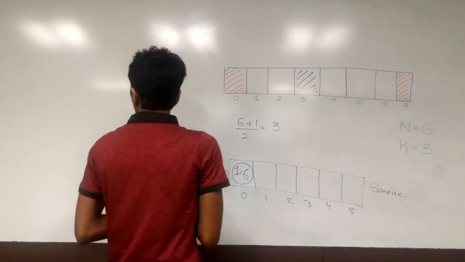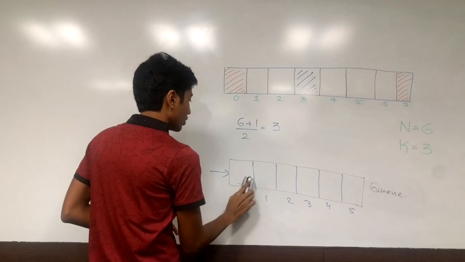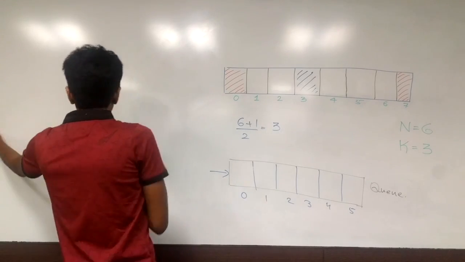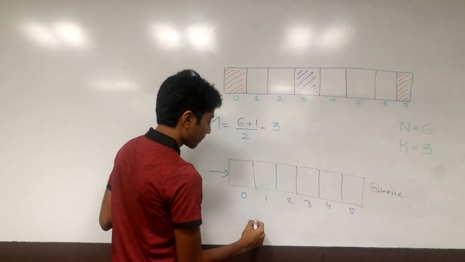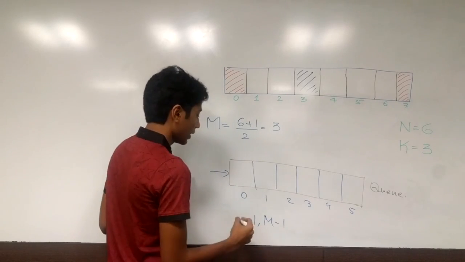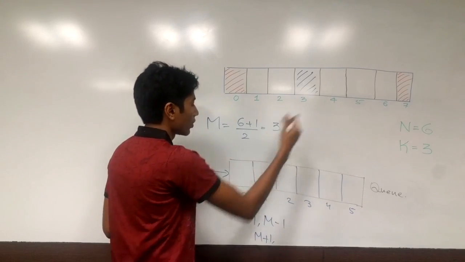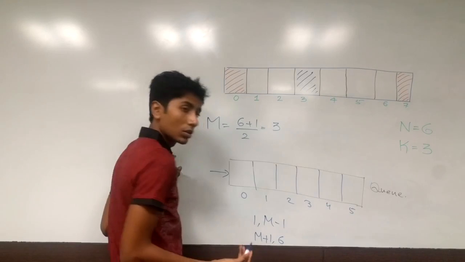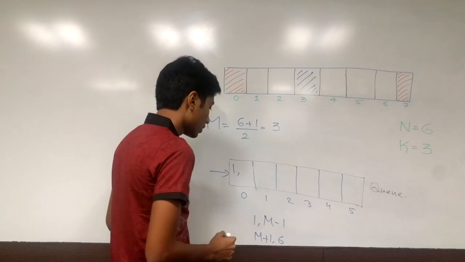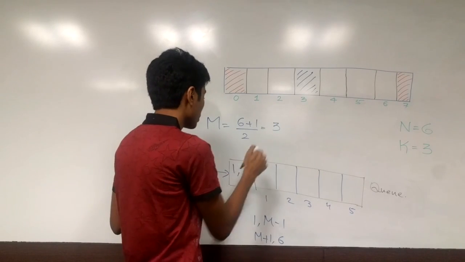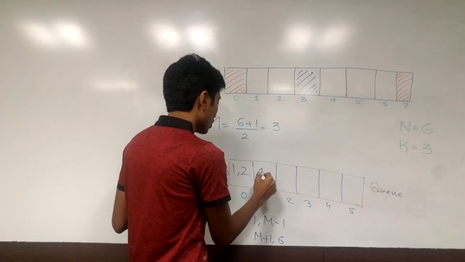And what happens to this segment? It breaks into two segments. Let's assign a value m, which is the middle. The first one goes from 1 to middle minus 1, and the second one goes from middle plus 1 to whatever rightmost index it had earlier, which was 6. So what do we have? We have 1 comma m minus 1, which is 3 minus 1, which is 2, and m plus 1 comma 6, so that is 3 plus 1, which is 4, comma 6.